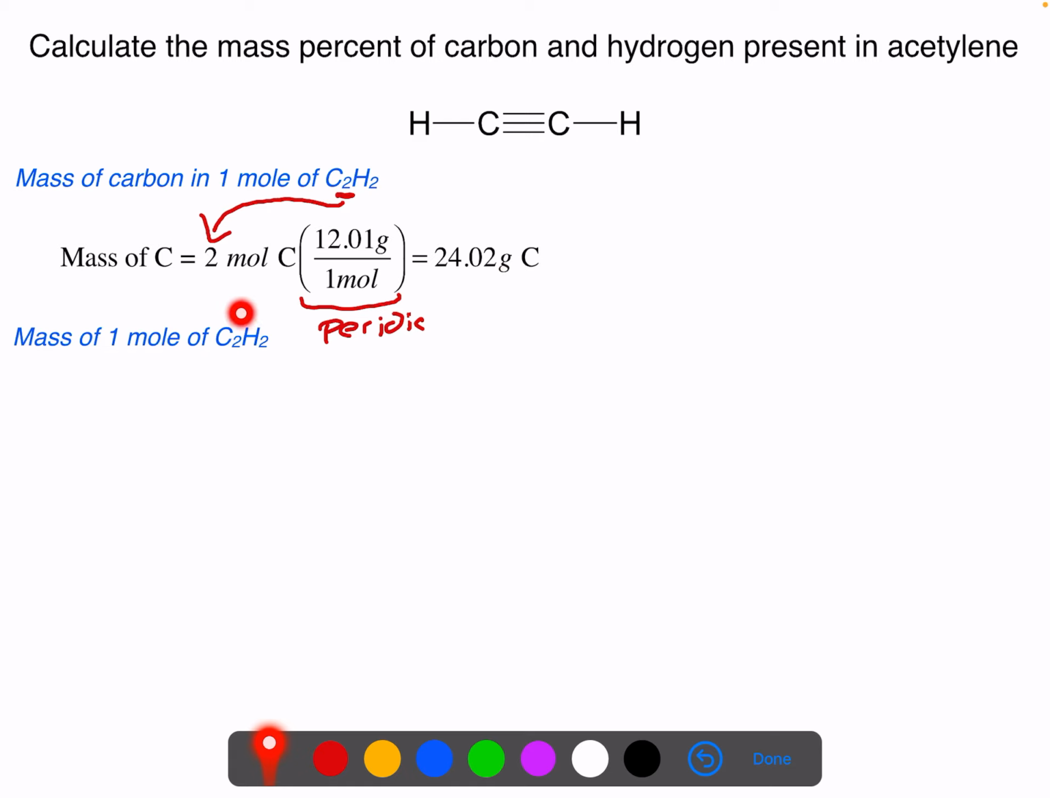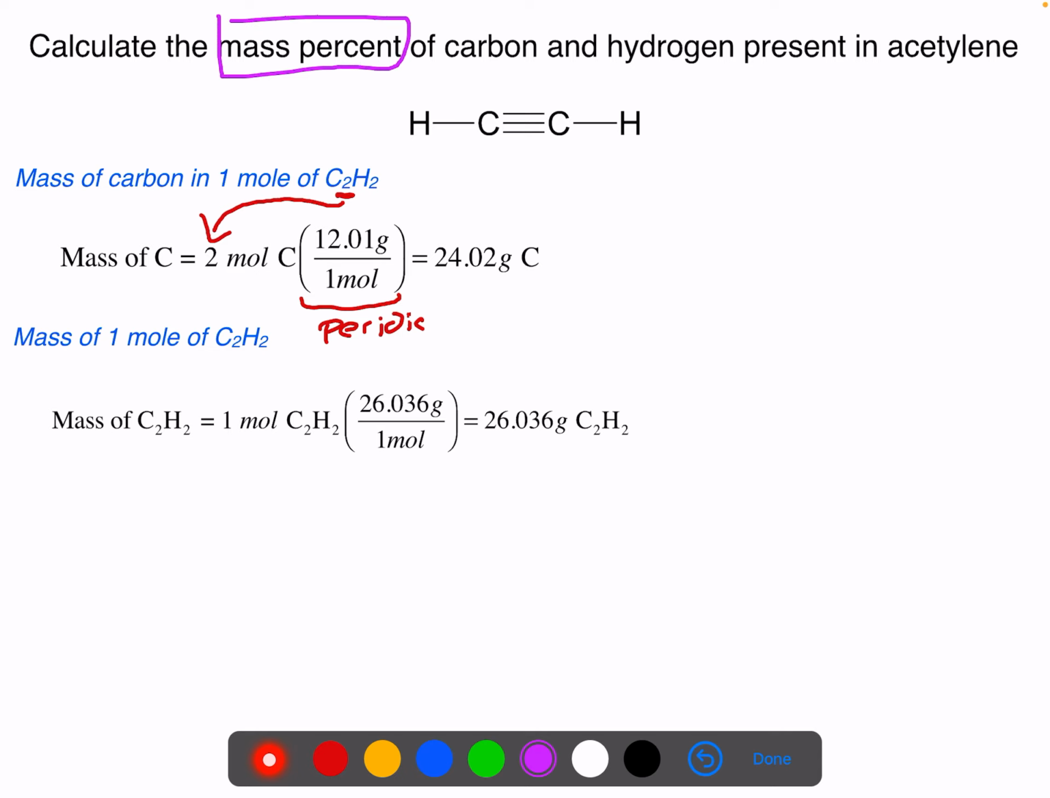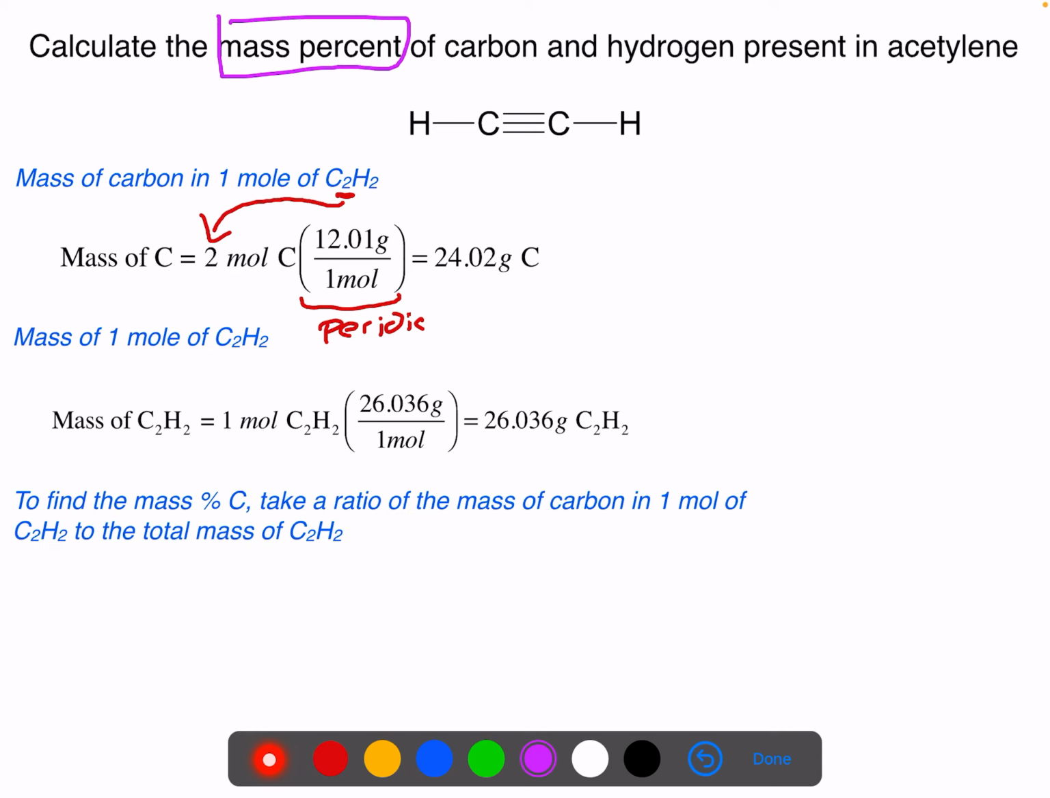We've done this before. This is just finding the molar mass of this molecule. We add up the mass of all of the atoms present, and the mass of all of that together would be 26.036 grams. We can write it out in the same way: 1 mole of C2H2 times 26.036 grams over 1 mole gives 26.036 grams. So if we have 1 mole of this molecule, this is the mass. Of this mass, 24 grams is carbon, and the rest would be hydrogen. So if we're looking to find the mass percent, what we're going to do is now take our ratio.